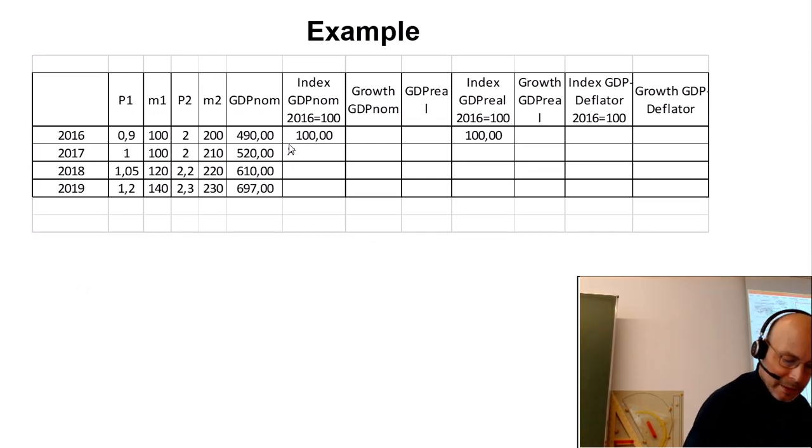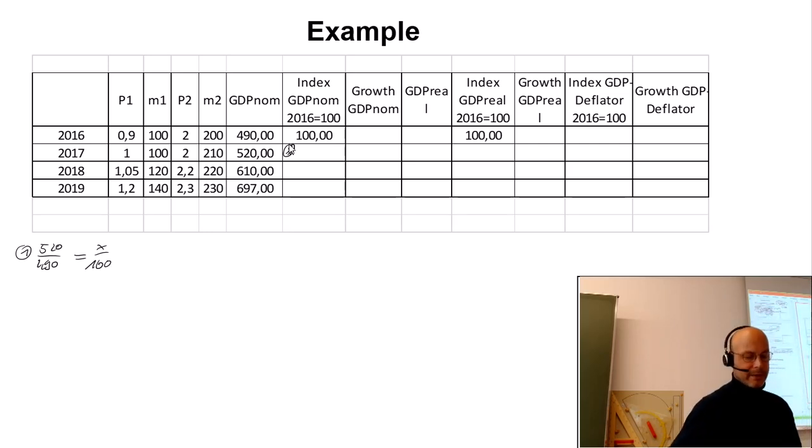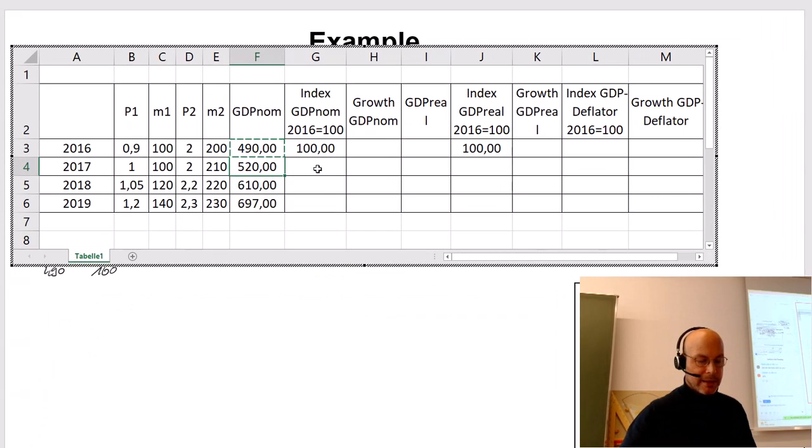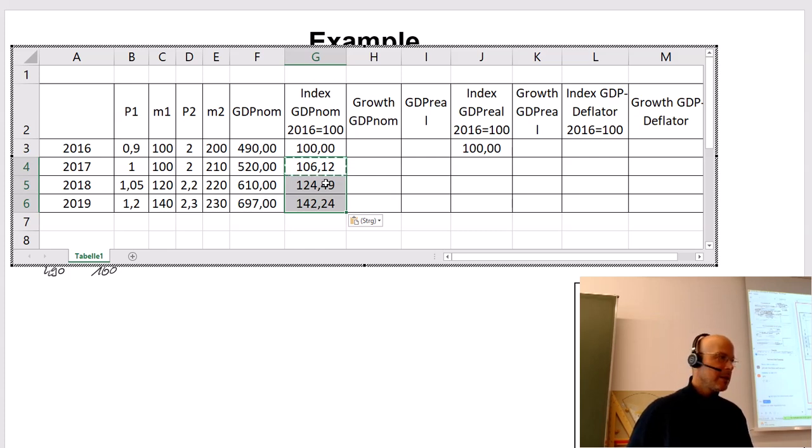So 520 to 490 is x over 100. So 100 times 520 over 490. So 520 over 490 times the former index. And of course, this I can also copy down here, and I get all the other index numbers.